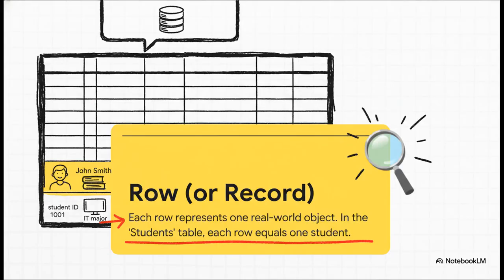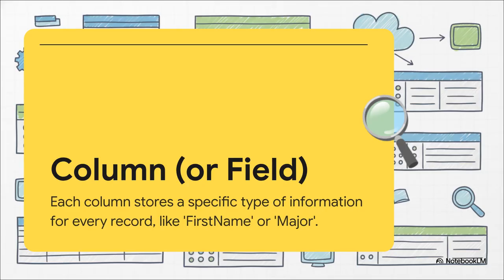So if the table is the container, then a row is a single item inside that container. Looking at that first line, for example, gives you the complete record for one person. John Smith, ID 1001, and IT major. That one row is a complete snapshot of that one specific student. And the final piece of our table is the column. You can think of these as the categories for our information. You have a column just for first name, another just for major. They provide the consistent structure for every single record, for every row in our table.